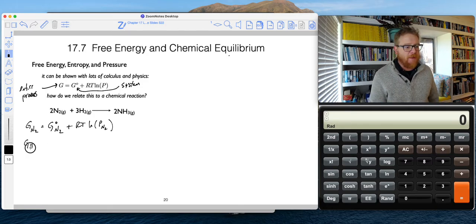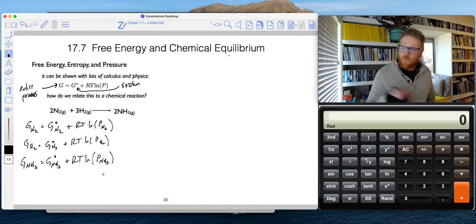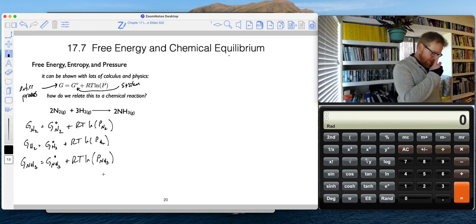So I could do the same thing for hydrogen. And let's write that all out. I'm going to try to write this as carefully as I can so it's nice and legible. Okay. And then finally I can do it for the ammonia, NH3. And soon we'll see the difference between these two G's. Like, why do we have two of them? If you're confused by that, I understand. We're going to see what happens to those quantities in a moment.